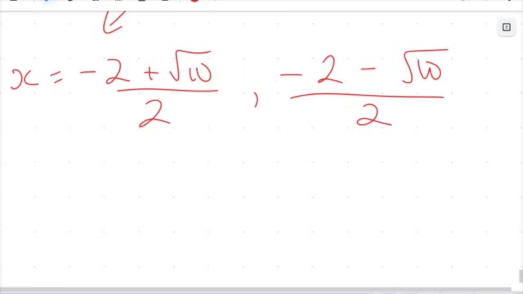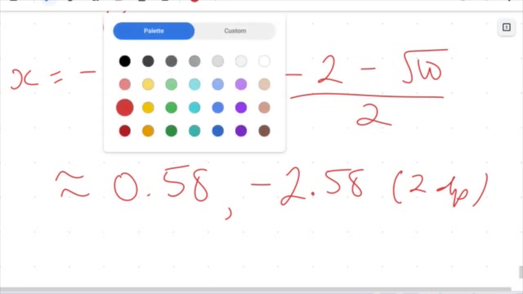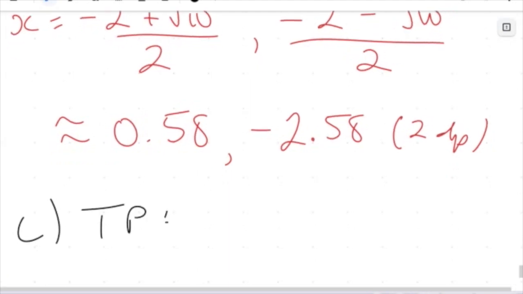So I'm going to get that these are approximately equal to 0.58 when you put this into a calculator, or negative 2.58. So this is to 2 decimal places. And okay, I found that. So I have my y-intercept, my 2 x-intercepts, as well as I want to find in part C my turning point. And my turning point I get when I substitute into this formula that we derived last time, x equals minus b over 2a.